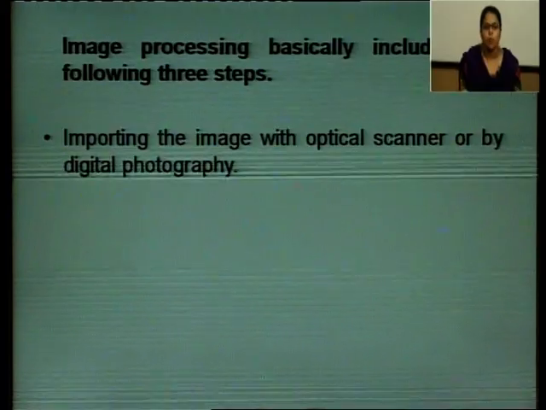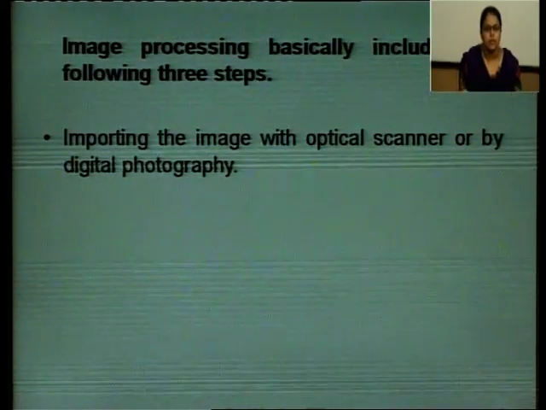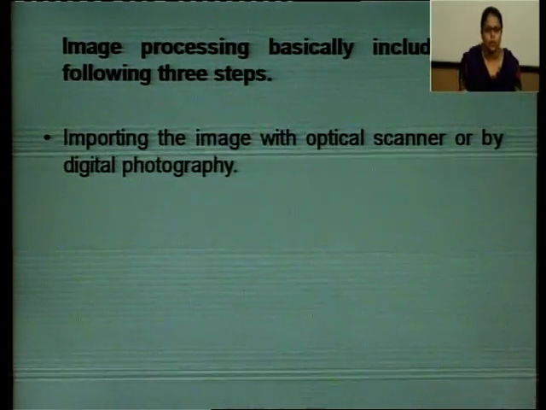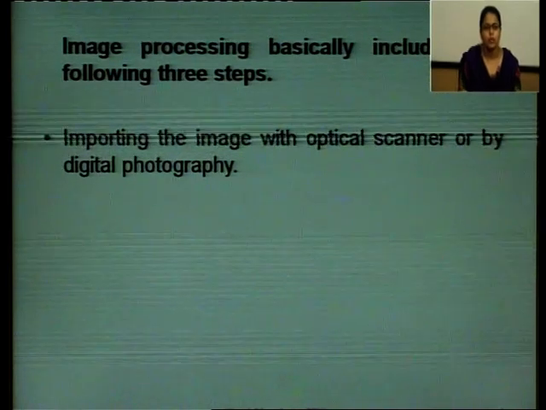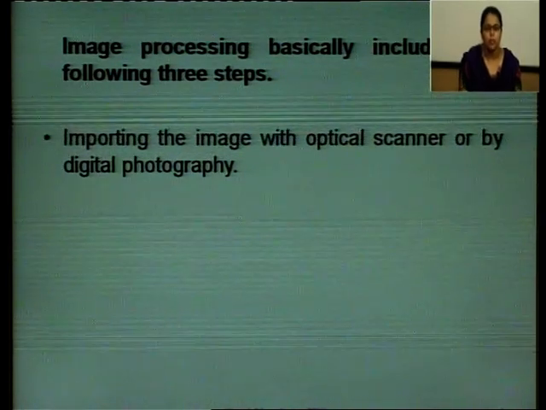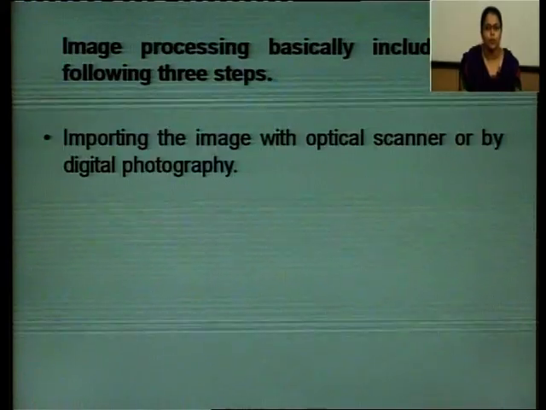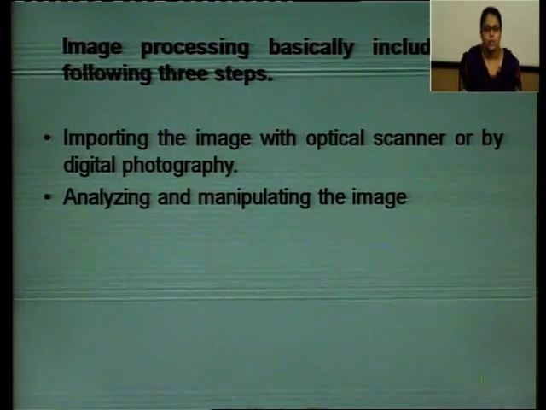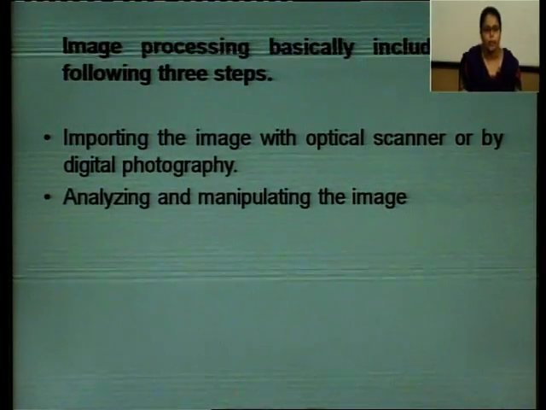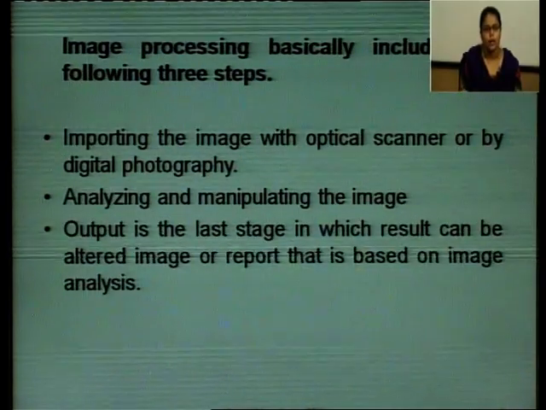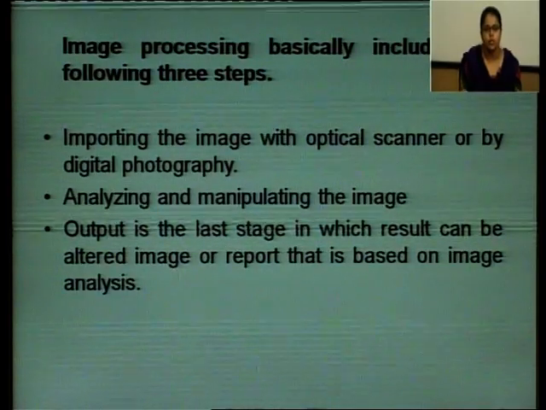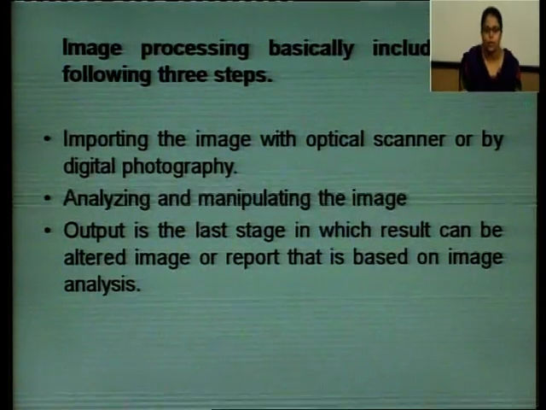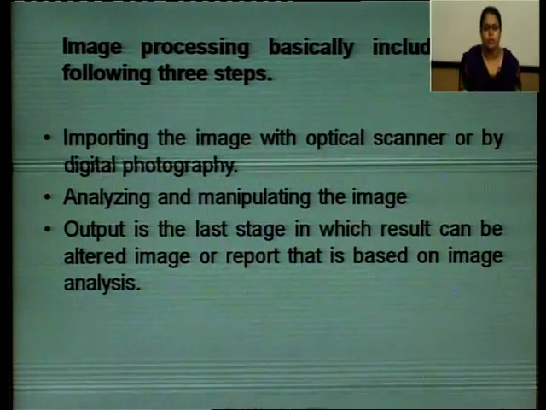Image processing basically includes following three steps. First is importing the image with optical scanner or by digital photography. That means the image which is to be processed using the image processing tools has to be imported using some optical scanner or by digital photography. Second is analyzing and manipulating the image. And last step is the output, in which the result can be an altered image or the report that is based on the image analysis.